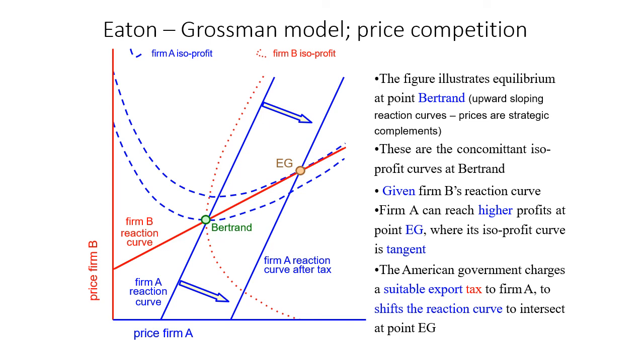Unfortunately, government wants to interact. They want to say, okay, for America, how do we increase our welfare? How do we land up on a higher ISO profit line? What we could do then is to implement a suitable export tax. The export tax will cause the reaction curve of firm A to shift rightwards, and we'll have the new point of intersection at the brown dot, EG. Right, and this is a higher point of welfare, and on a higher ISO profit line. It's an important thing to consider, right?